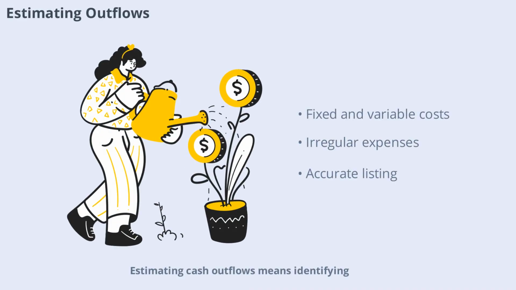Estimating cash outflows means identifying all expenses your business will incur. This includes fixed costs like rent and salaries, as well as variable costs such as inventory purchases and utilities. Don't overlook irregular expenses like equipment repairs or annual fees. By carefully listing all expected outflows, you can avoid unpleasant surprises and keep your forecast accurate.